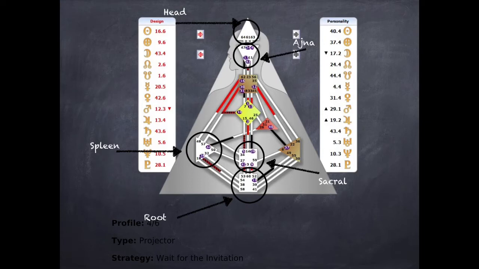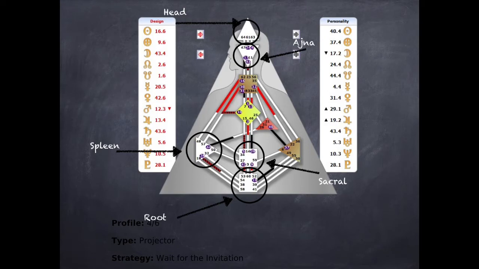And one more thing about having an open spleen is that you may have a lot of flus, a lot of colds, a lot of illnesses, or you may not have any at all. Everybody's different. And we can also see that there's an open sacral, which we already talked about, and that means this person's a projector because, again, no motorized throat.